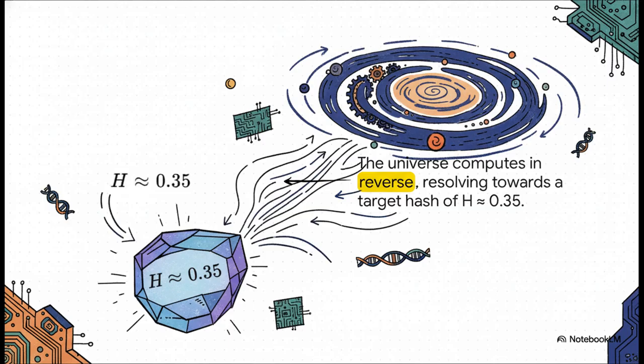So if it's a computation, what's it trying to solve? Well, here's where it gets really strange. The theory suggests the universe is computing backwards. It's resolving itself towards a single final answer, a target hash. And they even give it a value, around 0.35. That number is supposedly the final state that the entire cosmic program is aiming for.